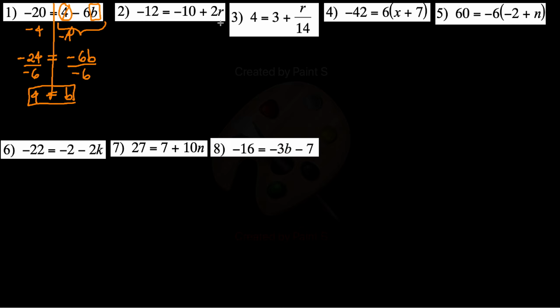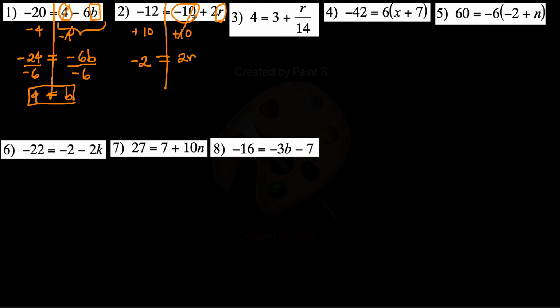Now the next one. Similar idea, right? You want to get the r by itself on this side of the equal sign. So your first thing, you get rid of furthest away from r to start. So you get rid of this negative 10. So you add 10 on both sides of the equal sign. And then this brings it to 0 equals 2r, right? 0 plus 2r is just 2r. Negative 12 plus 10 is negative 2.